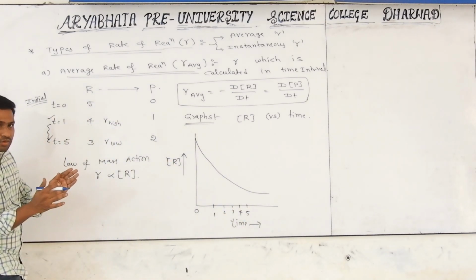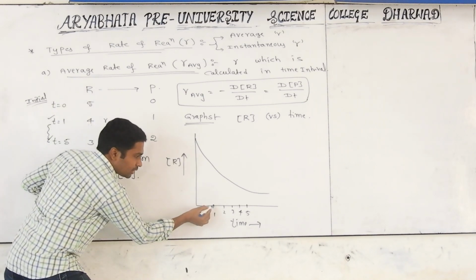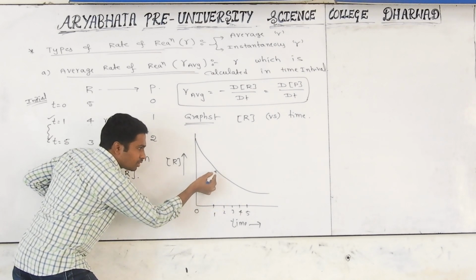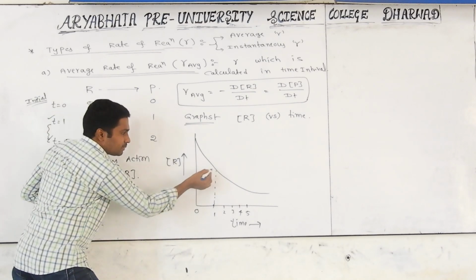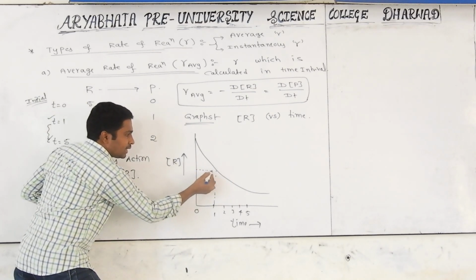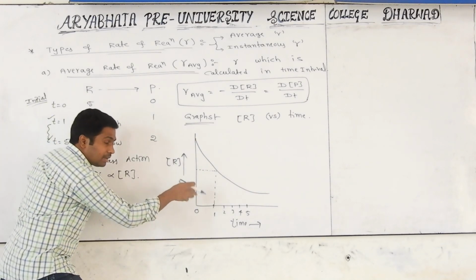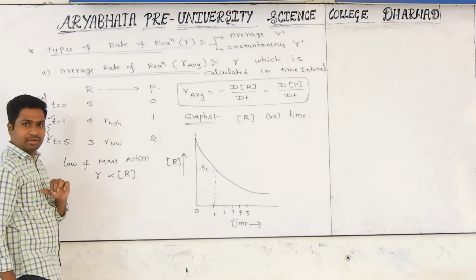Now you want to find out the speed of the reaction between 1 minute and 5 minutes. At which point do you want to find out? From there you have to draw one vertical line to the graph. From that intersecting point you have to draw one more line to the other axis. This indicates the concentration of the reactant at that time, which is R1, for example.